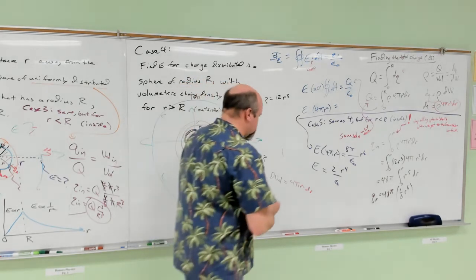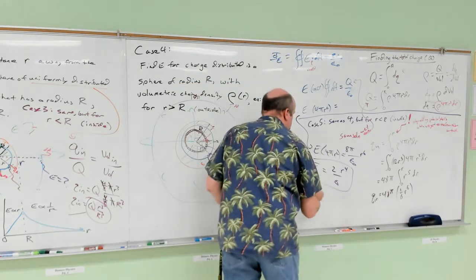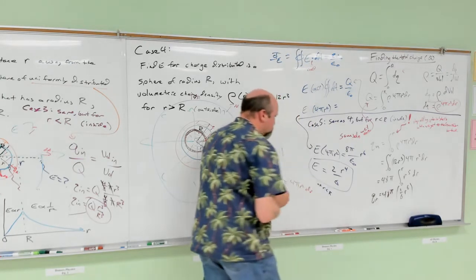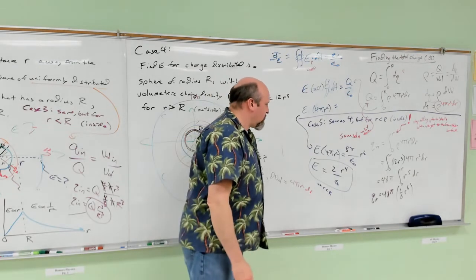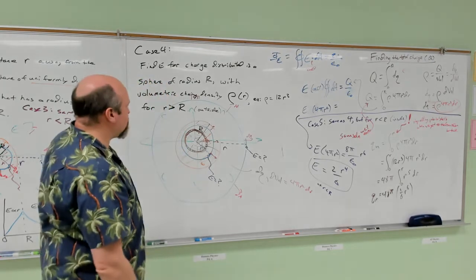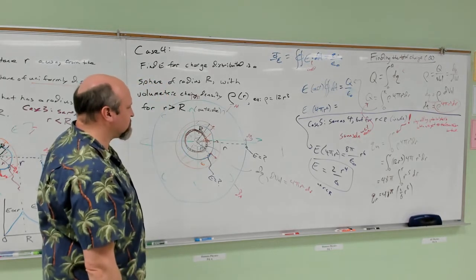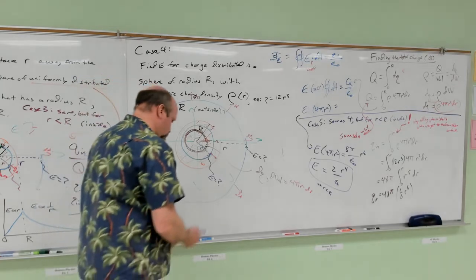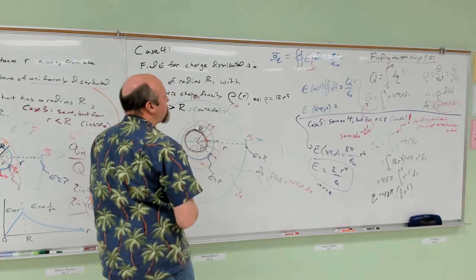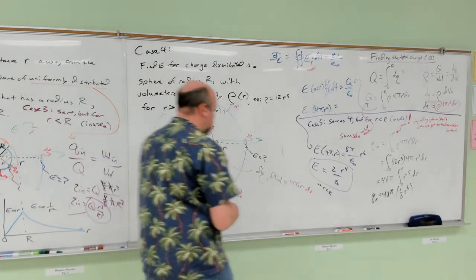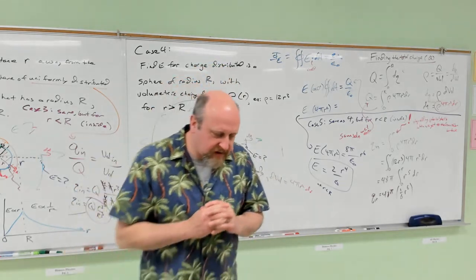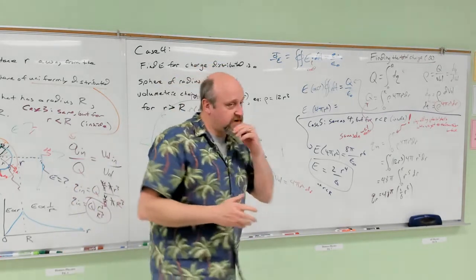So that's my E field at r less than big R, inside the sphere, proportional to r to the 4th. Outside the sphere, it's proportional to just 1 over r squared. We could do a graph, but I'm just going to cut it off here. So that's what we've been doing in these last 2 videos.